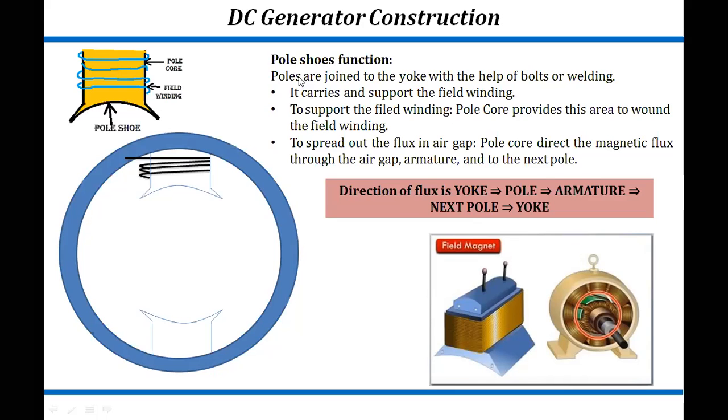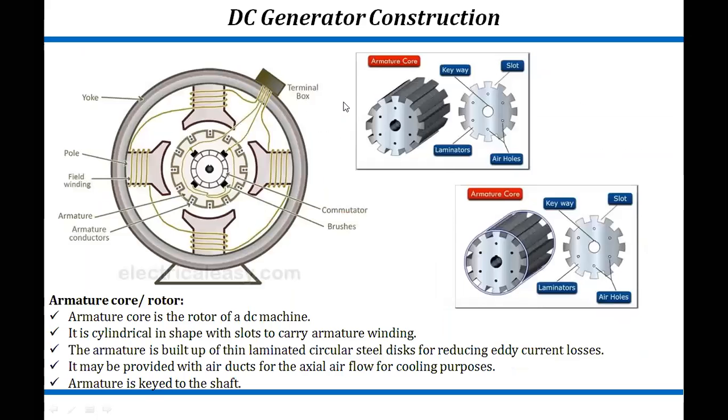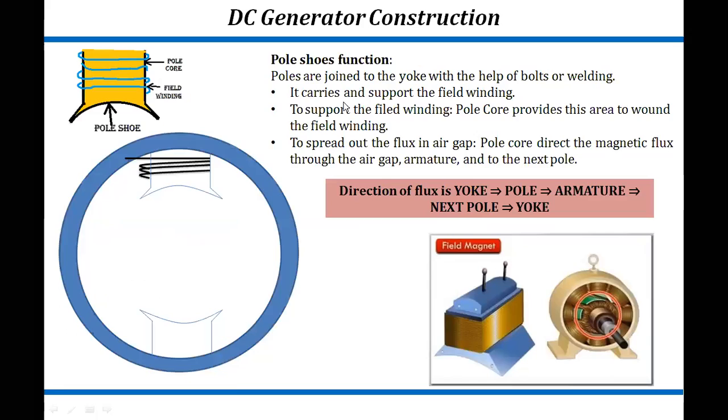So we can say the poles are joined to the yoke with the help of welding, or we can say it can be joined with the yoke. Yoke is nothing but the outer covering. This blue circle is the outer covering. So we can say about this that the pole shoes are joined to the yoke with the help of welding.